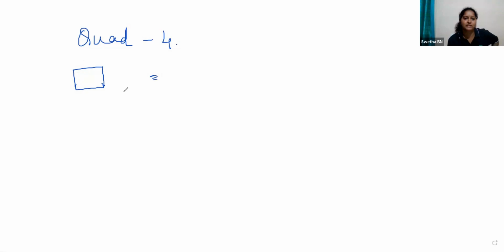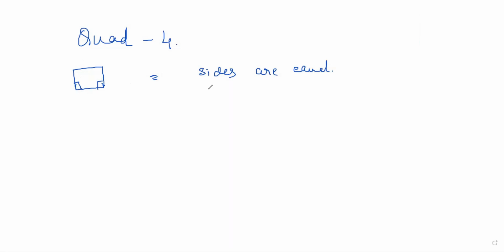So what is square? What are the properties of square, Shreya? All the sides are equal, right? Sides are equal. And what is the angle of each? What is each angle here? 90 degree, ma'am. Each angle is 90 degree.